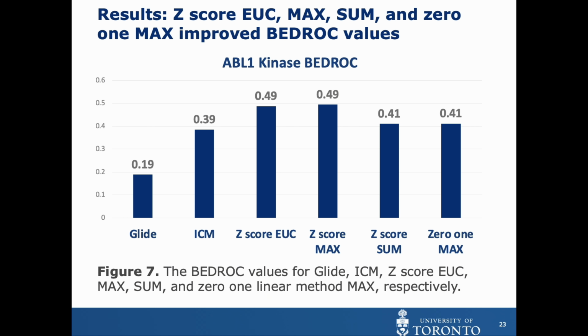In addition to overall performance, several metrics also improved early enrichment. Figure 7 presents the BEDROC values for GLIDE, ICM, and consensus scoring metrics with improved BEDROC value. Notably, Z-score Euclidean norm and maximum significantly increased the BEDROC value to 0.49, while Z-score average and 0-1 linear method maximum increased the BEDROC value to 0.41.